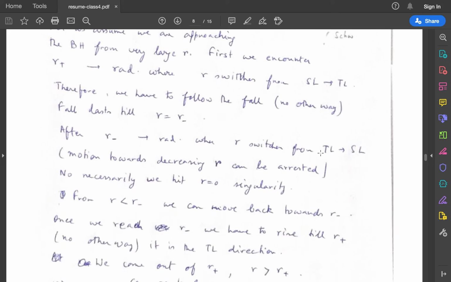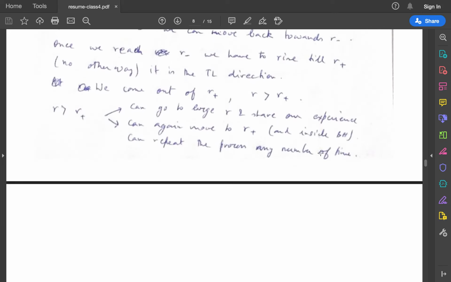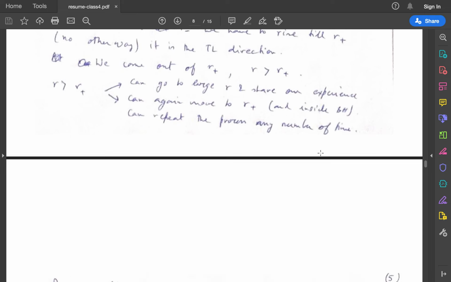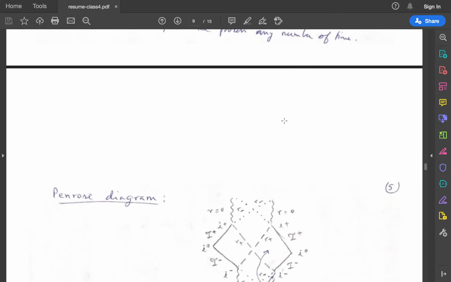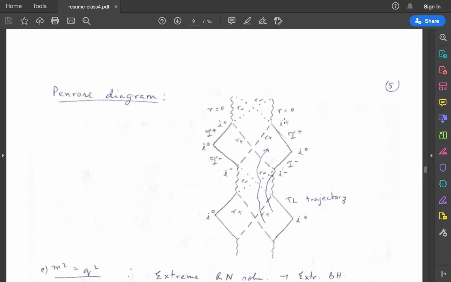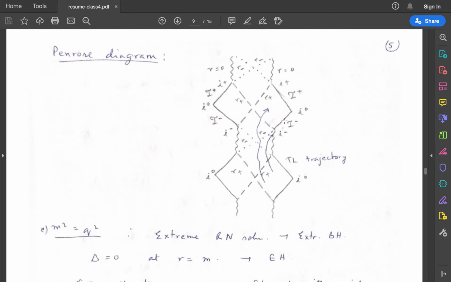But it will depend on the mass of the black hole, the charge, your lifetime, and your body's ability to adapt to the tidal forces. So we can go back at large and share our experience. We can also again move to r plus and inside the black hole. We can repeat the process any number of times. So if I do this, what will be the Penrose diagram? Okay, the Penrose diagram is very interesting. See, r equal to 0 is a time-like line.